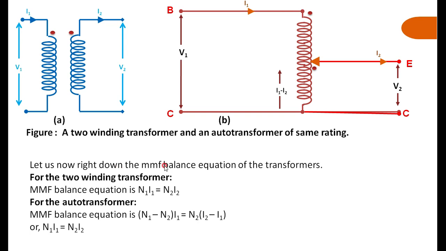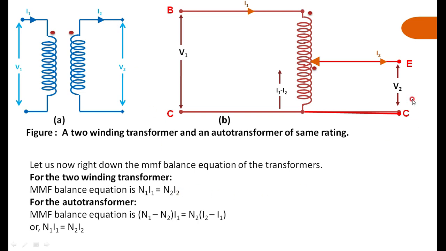Let us now write down the MMF balance equation of the transformer. MMF is nothing but the product of the number of turns and the current. If you consider a two winding transformer, what is the primary MMF? The primary MMF is the product of number of turns and current, that is N1 I1. And the MMF for the secondary is once again the number of turns multiplied by the current, here it is N2 I2. For the two winding transformer, the MMF balance equation is N1 I1 must be equal to N2 I2.